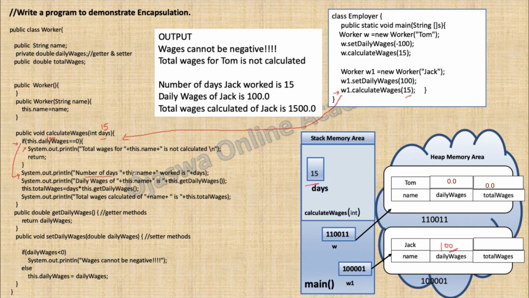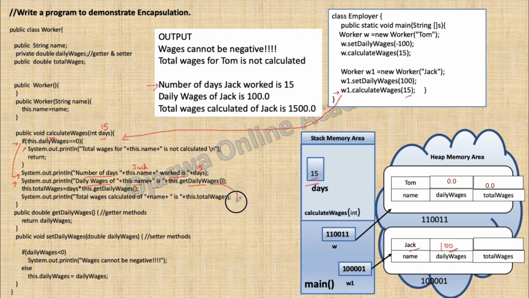System.out.println: number of days, this.name, the value of instance variable name is Jack, worked is, the value of variable days is 15. This will be printed to the console. Number of days Jack worked is 15. Now the next statement is System.out.println: daily wages of this.name, that is Jack, is this.getDailyWages. Here we are giving a call to the method getDailyWages.